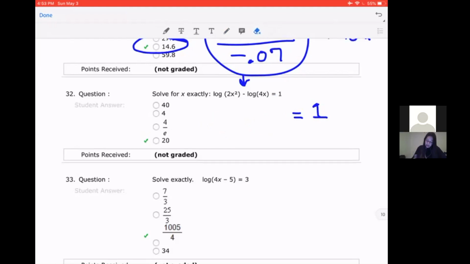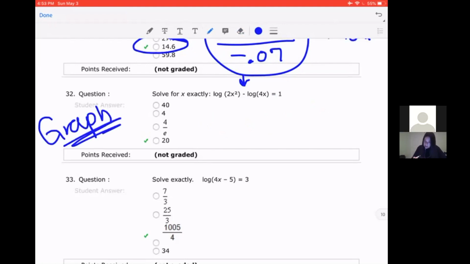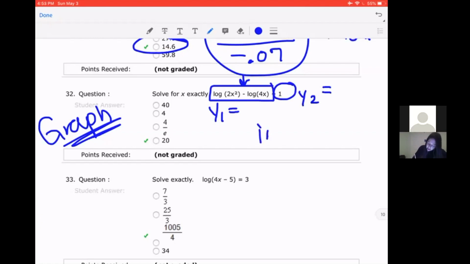So my recommendation for this one, guys, would be just to graph. Because you can obviously solve this algebraically, but it's going to be a little bit shorter if you graph this. If you put all of this into y1 in the calculator, and you put this into y2, then you just want to see where they intersect.